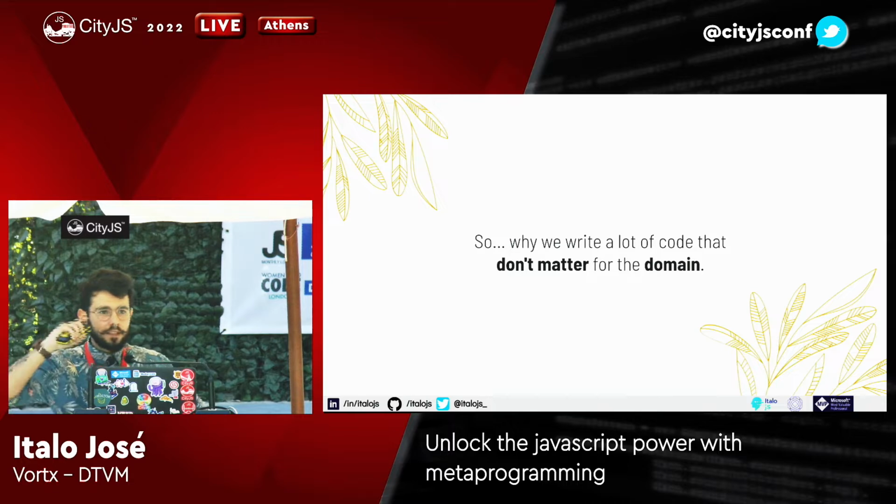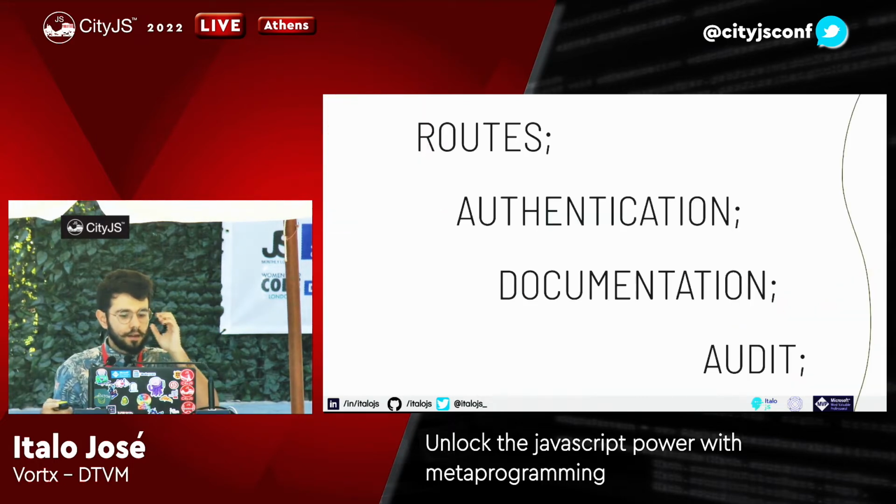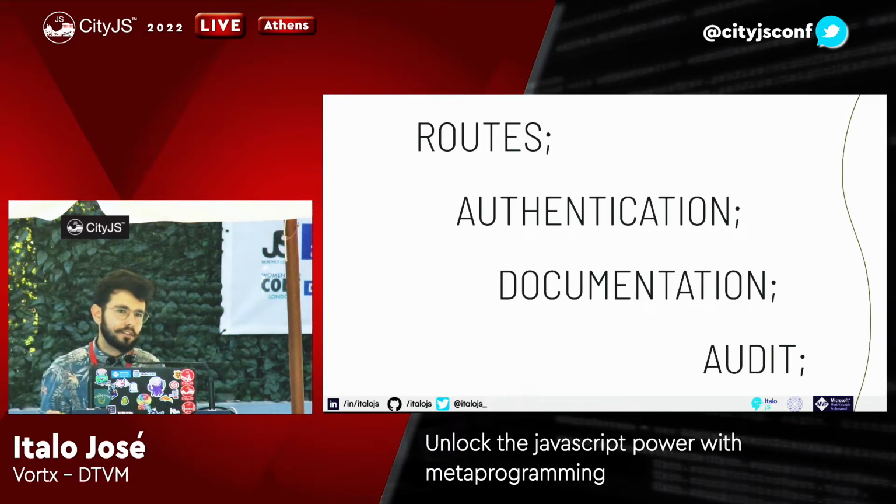So, if this is the most important part of our software, why do we write a lot of code that doesn't matter for the domain? For example, we have the routes, authentication, documentation, auditable features. Your customer doesn't care if your API, if your microservice is documented. Okay, we care about it because we are developers. I'm a developer too, and for me, documentation is super important. Documentation, tests, everything else is important. I know, but your customer, your stakeholder, the CEO of your company, unfortunately, don't care about it.